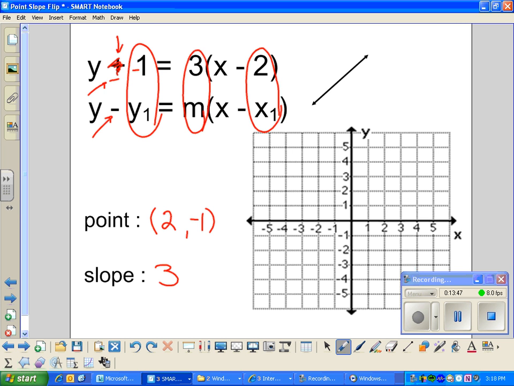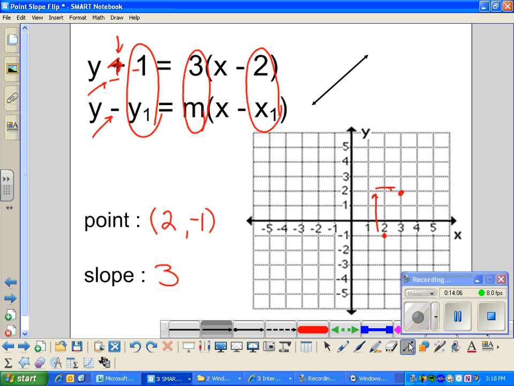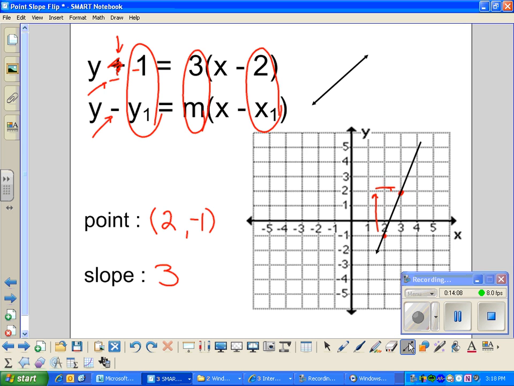There it is. Okay, so let's go ahead and graph that. My point is 2, negative 1. My slope is 3, so it's 3 over 1, up 3, over 1. And I can graph that. So can you. So do it with me.